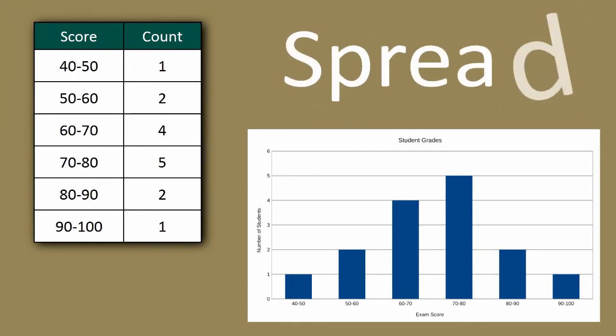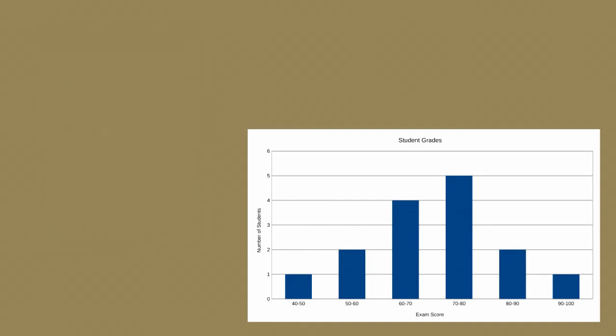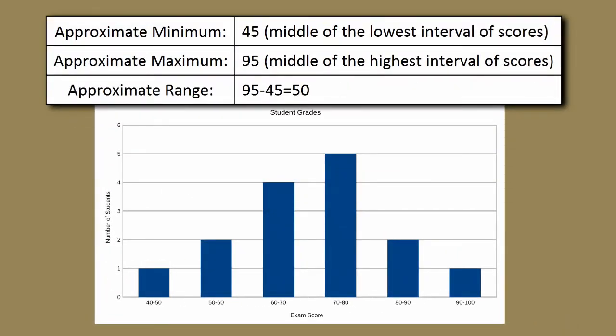So what about spread? The spread of the distribution, also called variability, can be described by the approximate range covered by the data. From looking at the histogram, we can approximate the smallest observation, or minimum, and the largest observation, or maximum, and thus approximate the range. In our exam score example, you can see that the approximate minimum is 45, that is, the middle of the lowest interval of scores. The approximate maximum is 95, the middle of the highest interval of scores. So our approximate range is about 50 points, 95 minus 45.